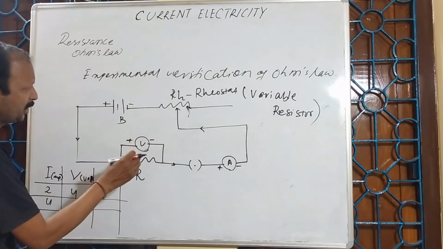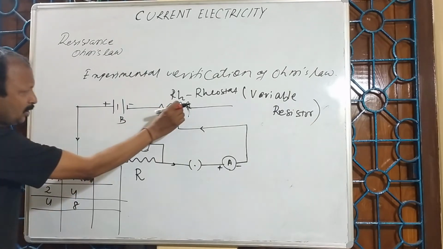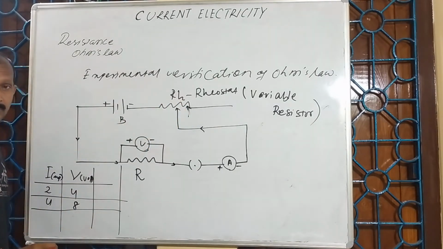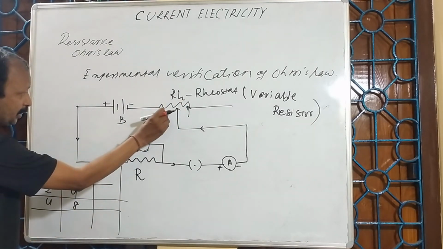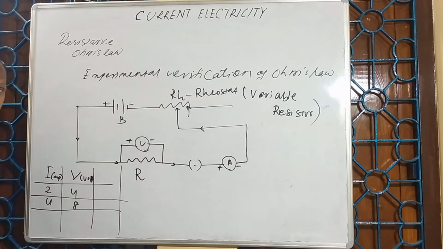Similarly, again if you readjust the jockey, you change the length of the resistor. You bring it towards the left. That means the length of the resistor will decrease here, and the flow of current will be more. For example, now you got 5 ampere of current, and you are getting a voltage of 10 volt.